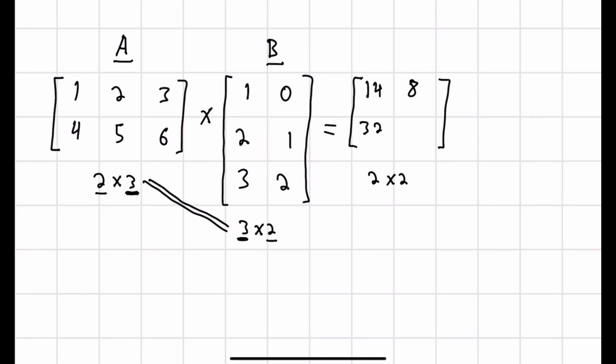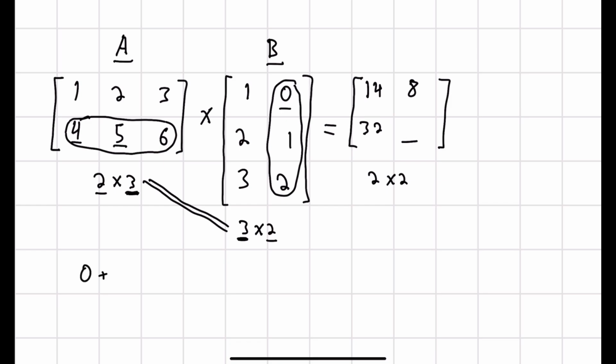And for our bottom right cell, it would be the dot product of the bottom row for matrix A and the right column for matrix B. So we would have 4 times 0, which is 0, plus 5 times 1, which is 5, plus 6 times 2, which is 12, and this gives us 17. So for the bottom right cell, it would be 17. And this would be our final answer.